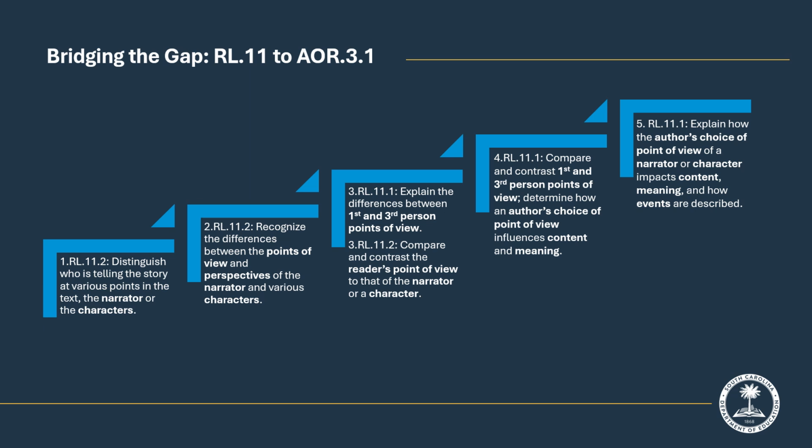4th grade asked students to determine how an author's choice of point of view impacted the text, and 5th grade asked students to explain how the author's choice of point of view impacted how elements in literary text are described. What you should also notice is that point of view and perspective are used interchangeably in 2nd grade, and that perspective is not used again until 5th grade. This is very different from the 2024 ELA standards.